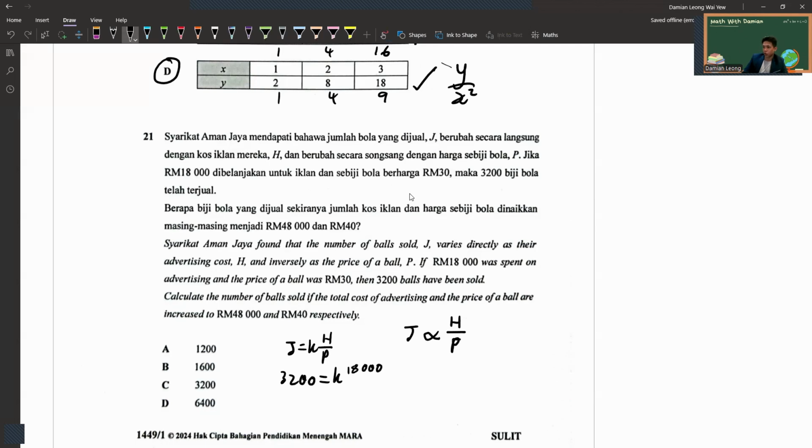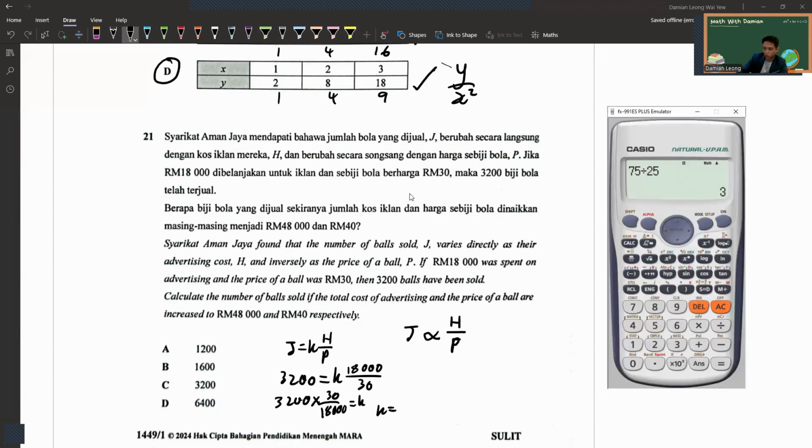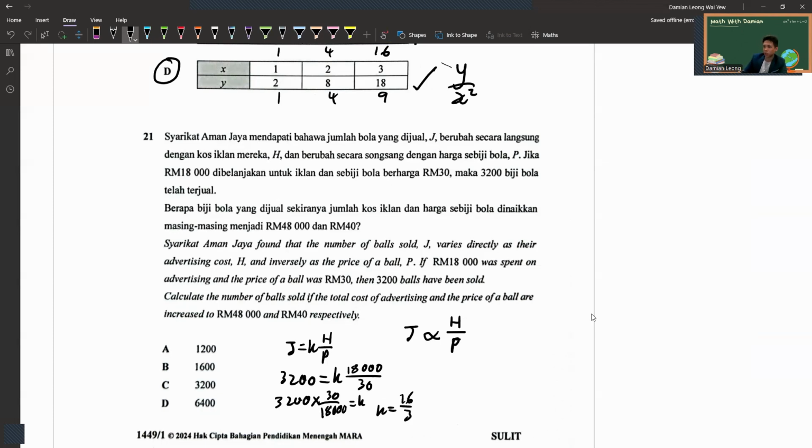18,000, the H, P price of the ball, 30. Okay. So 3,200 times 30 over 18,000 is K. So we calculate 3,200 times 30 over 18,000, which is 16 over 3. So J equals 16H over 3P.